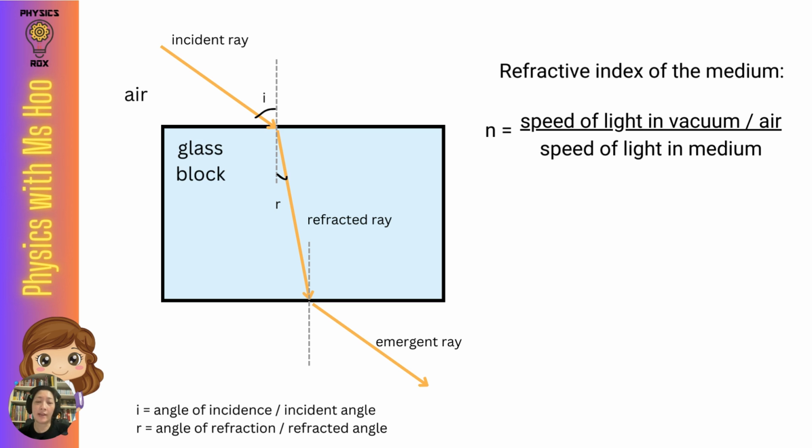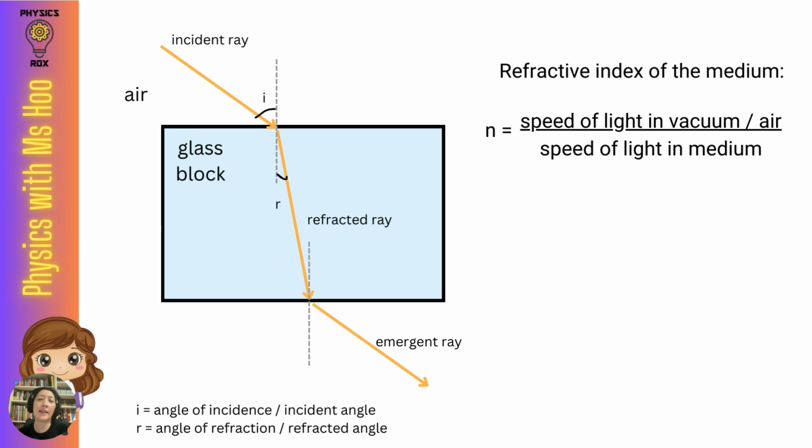The light ray that is traveling in the glass block is known as the refracted ray. So the angle between the refracted ray and the normal line, which I've labeled here as R, is known as the angle of refraction or refracted angle. That means you can call the angle either way. Angle of incidence and incident angle, same thing. Angle of refraction or refracted angle, same thing.